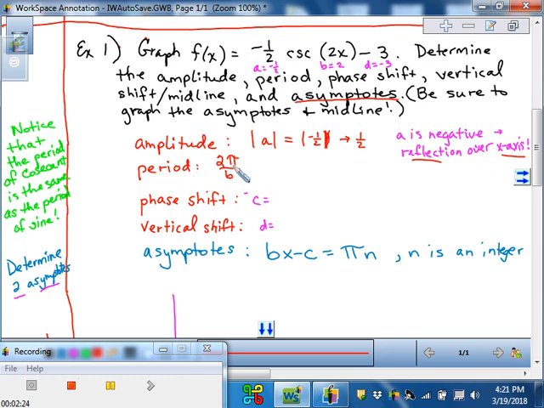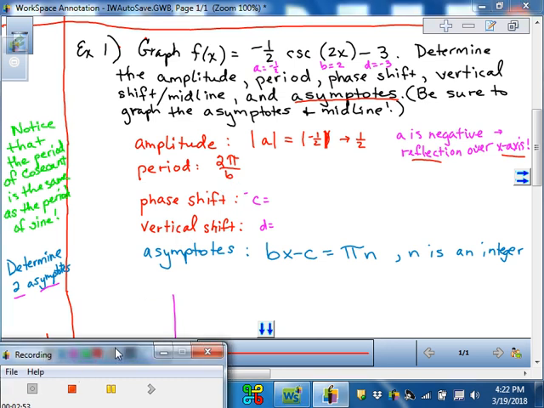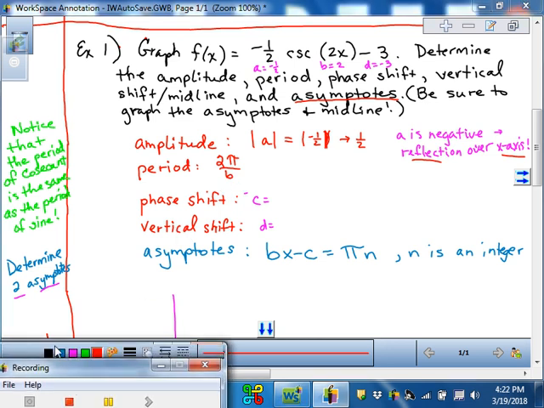For the period, we have 2 pi divided by b, just like when we were finding the period of sine. So it will have the same period. As we are working on 2 pi divided by b, we're going to take 2 pi and divide by 2, and so our period is pi. Now remember, that means that we will have a complete cycle by the time we get to pi.